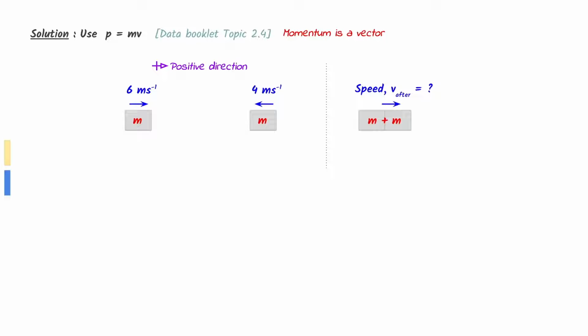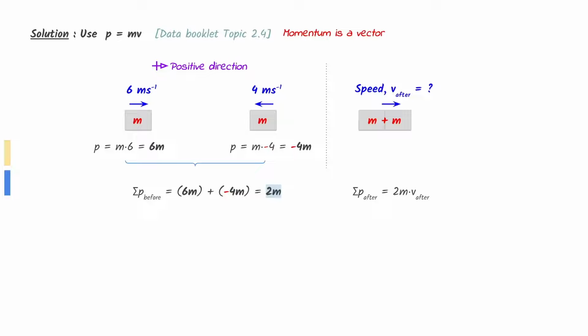Remember that momentum is a vector. Before collision, the momentum of the left trolley can be found to be 6m. The momentum of the right trolley is minus 4m since it is moving in the opposite direction. Add these two momentums to find the total momentum before collision.